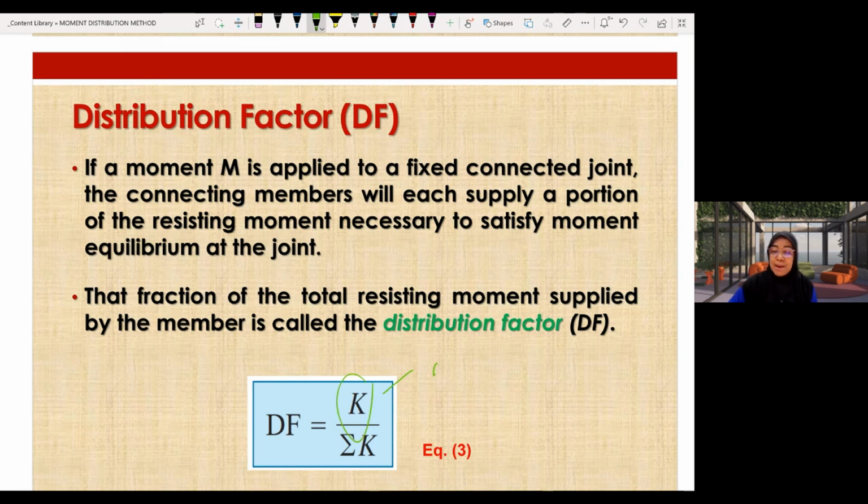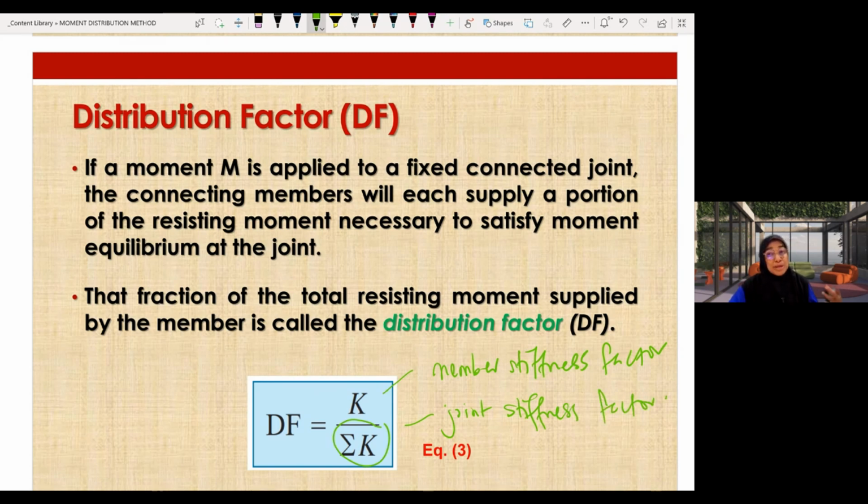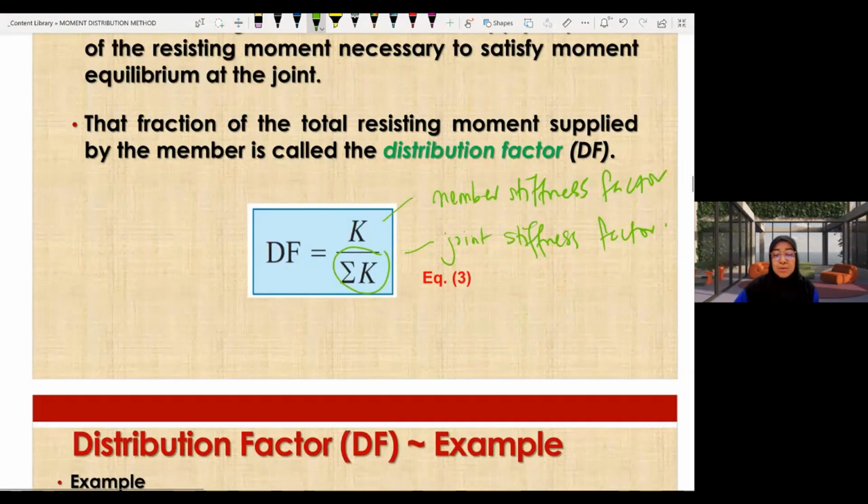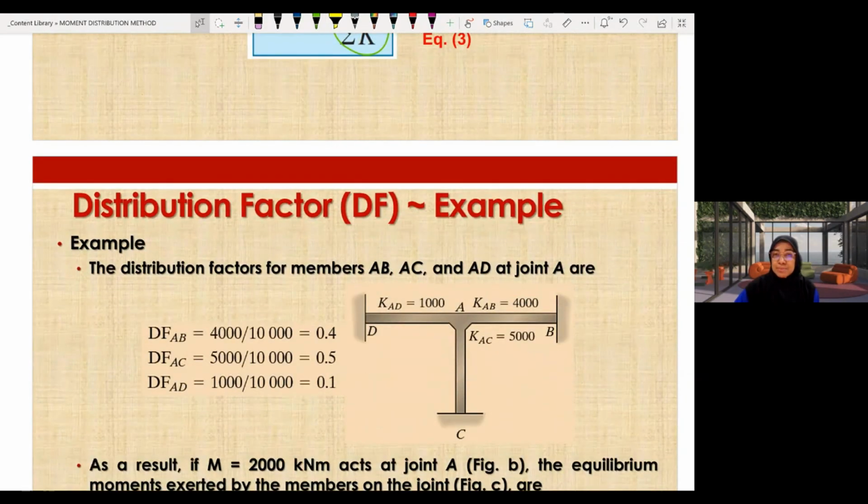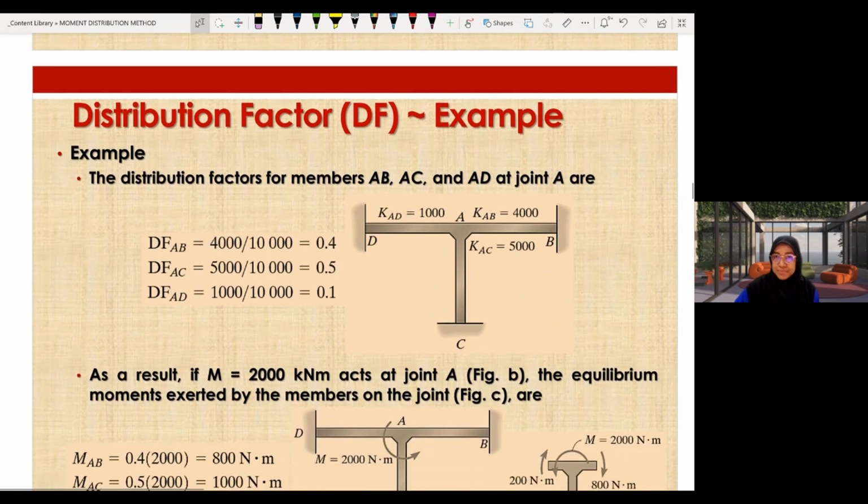This K means member stiffness factor, divided by total K. So what is total K? Total K is joint stiffness factor. So it is member stiffness divided by joint stiffness. Now we will see how to determine distribution factor.